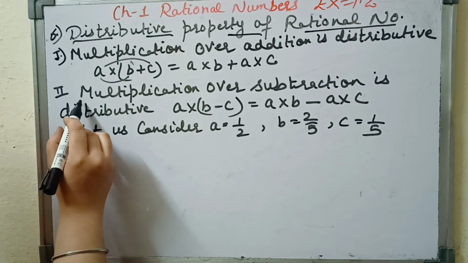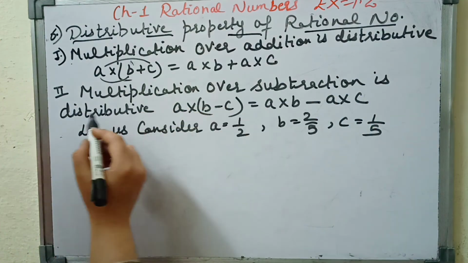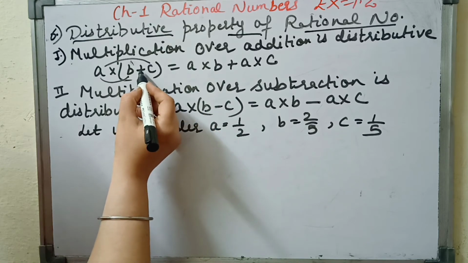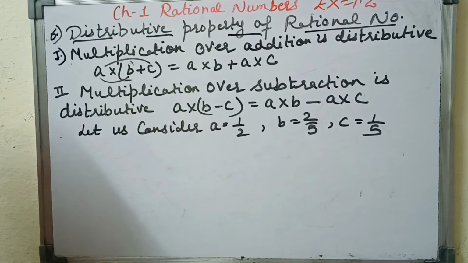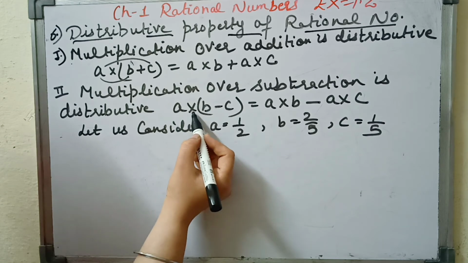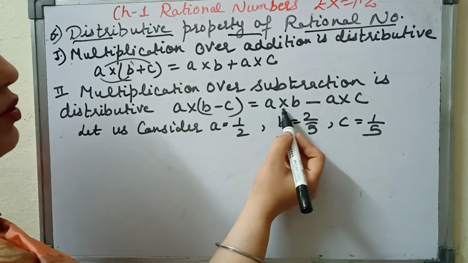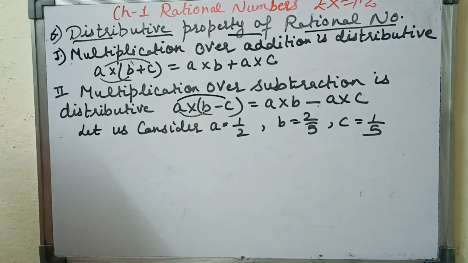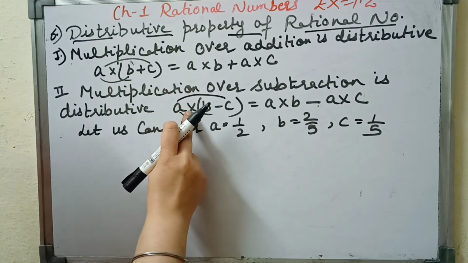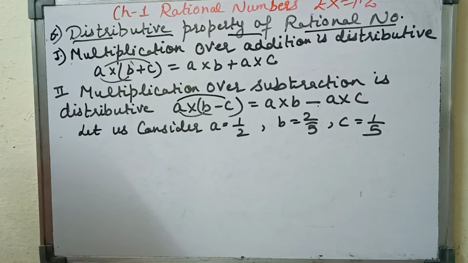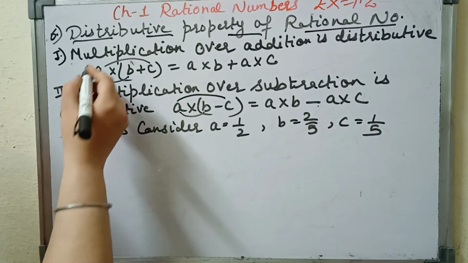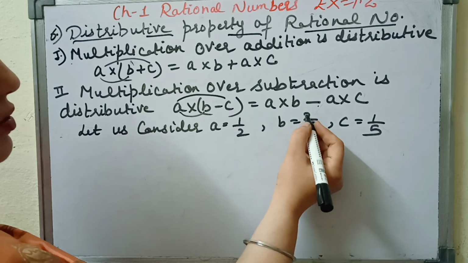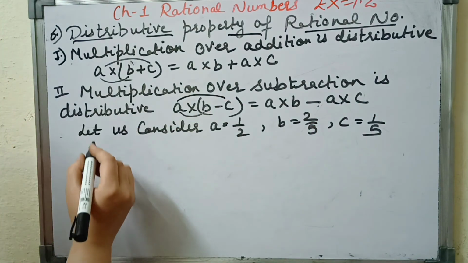And according to the second part, multiplication over subtraction is distributive. Only there is a change in a sign. In the first part, there is a plus sign, and in the second part, there is a minus sign. So, according to this, A multiplied by B minus C is equal to A multiplied by B minus A multiplied by C. Again, here the two operations, multiplication and subtraction, are performed together. Now, I explain the first part by taking an example. Let us consider A is 1 by 2, B is 2 by 5 and C is 1 by 5.